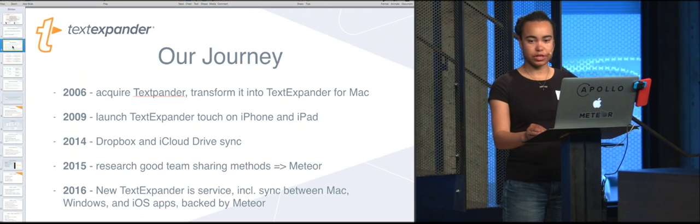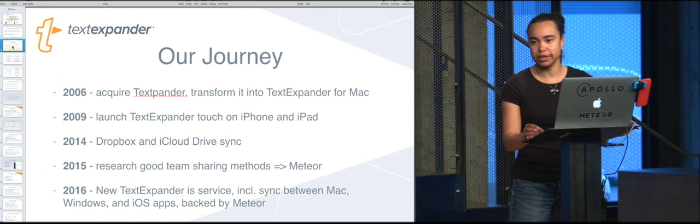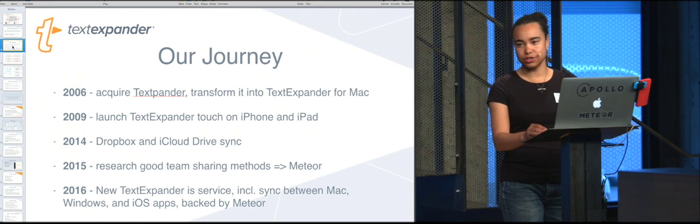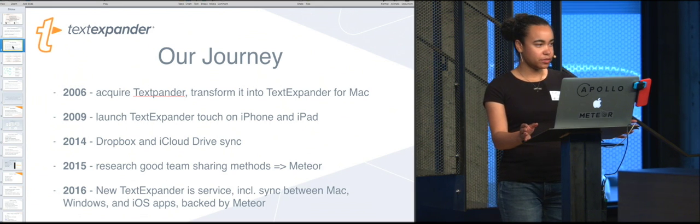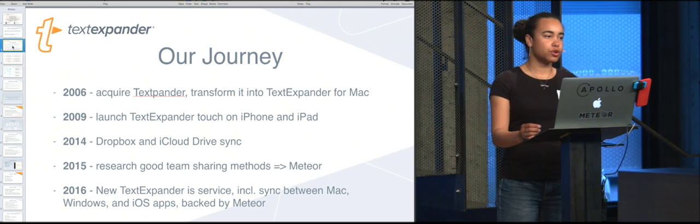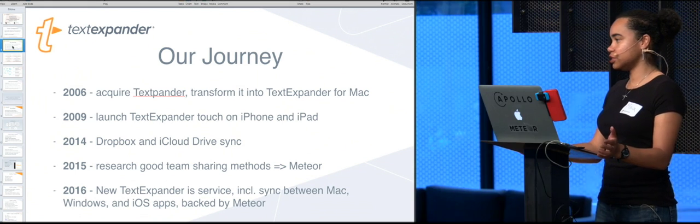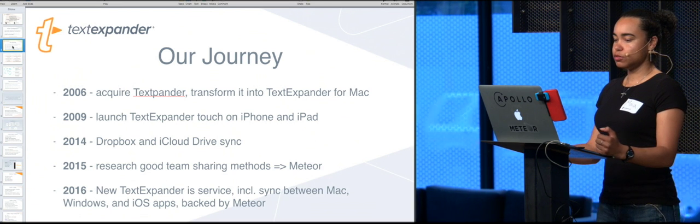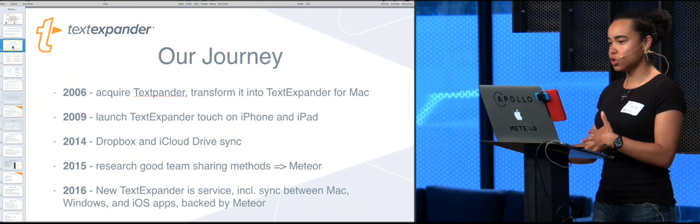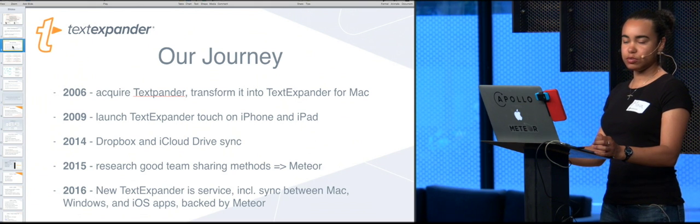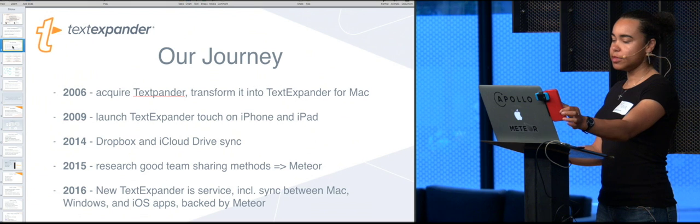We found TextExpander, which had been sort of decommissioned by its owner, so we acquired it and turned it into TextExpander for Mac. A couple of years later, we made an iPhone version, and that's when people started using Dropbox to sync all their snippets between their devices, and we built in support for that. Following that, we started to get requests from other busy teams like ours asking us to build in better support for syncing snippets between people. So between an individual's devices, it's worked all right, but syncing between people was messy.